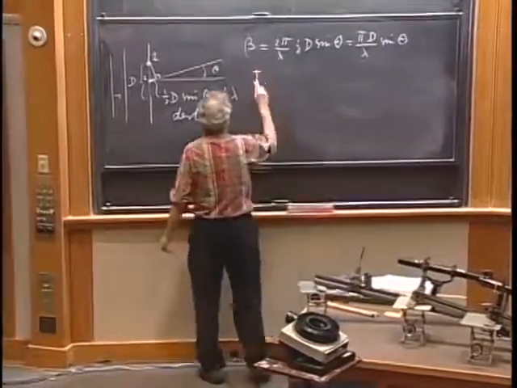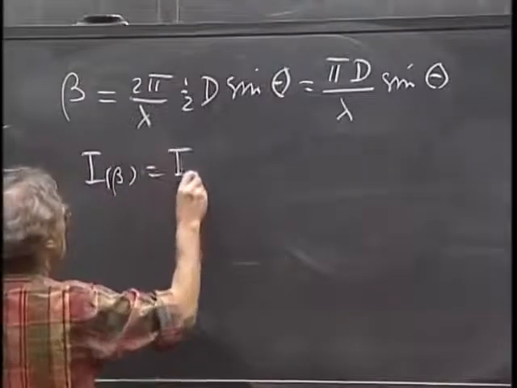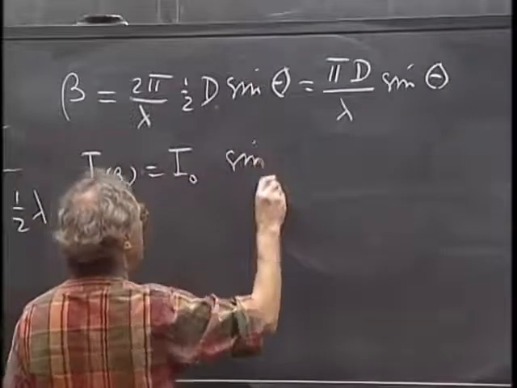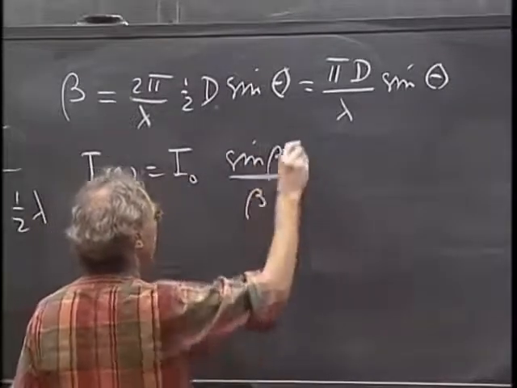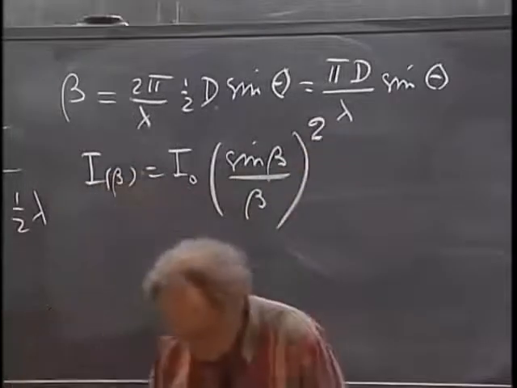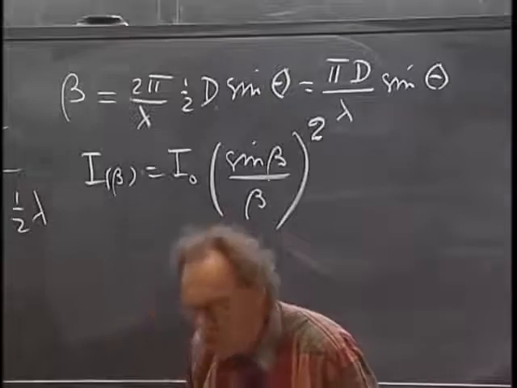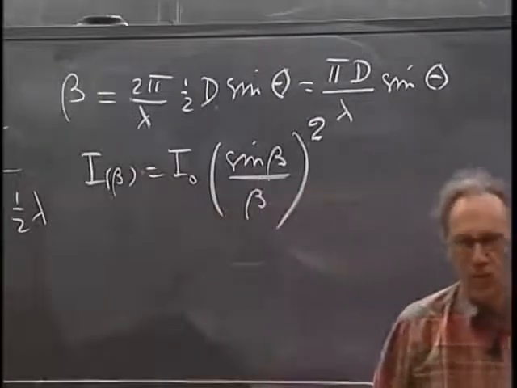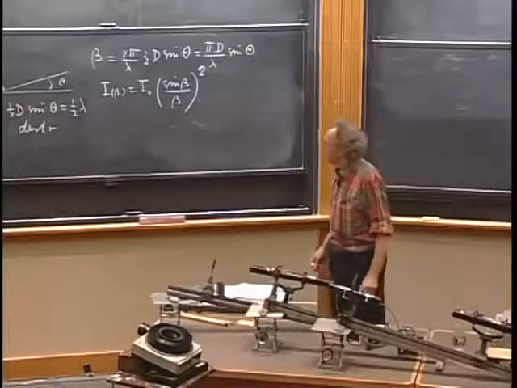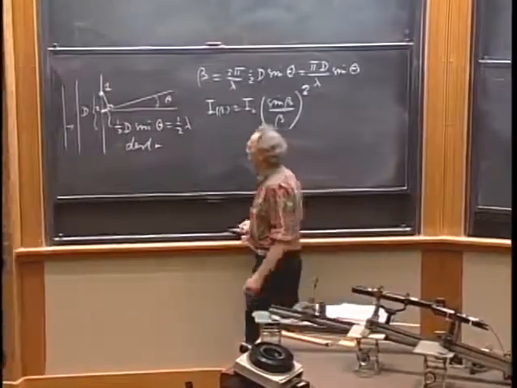And you can show now that the intensity of the light as a function of that phase angle beta is I0 times the sine of beta divided by beta, and of course no surprise that you get a square there, because that has to do with the pointing vector. And this function is very different from a grating function. And before I plot it, let me make a few calculations.